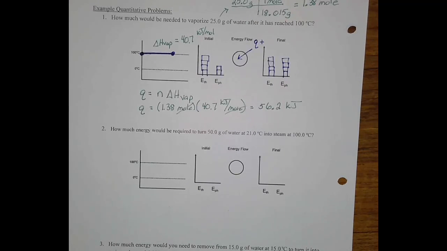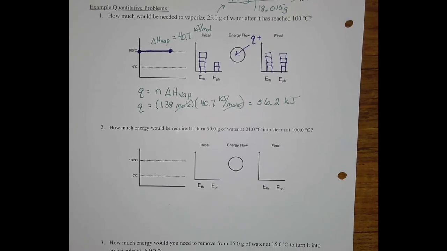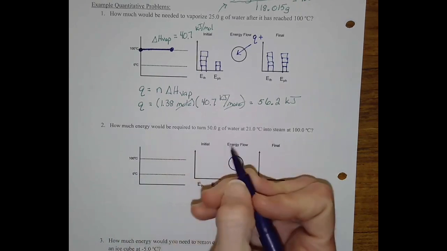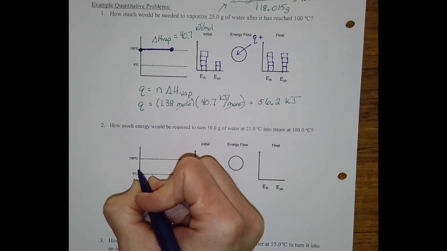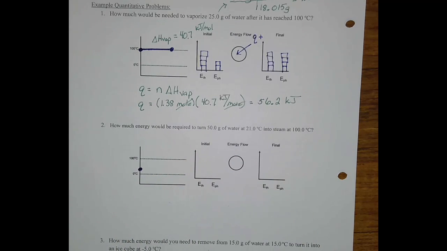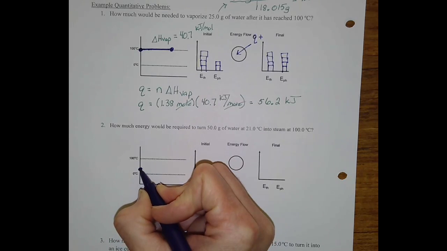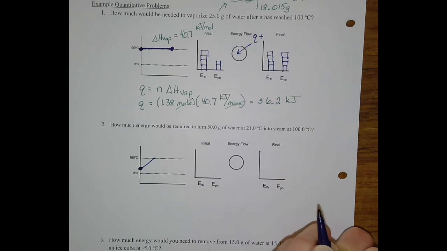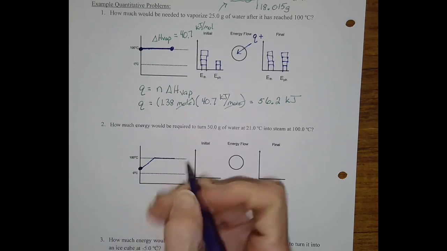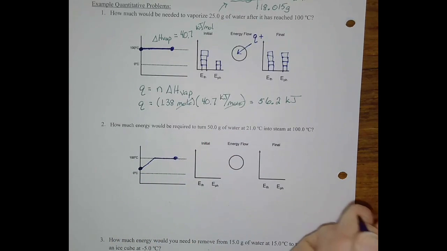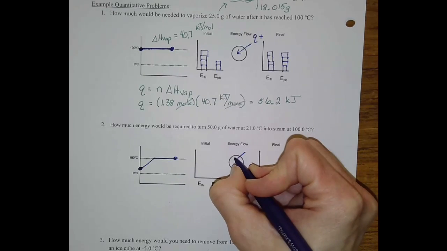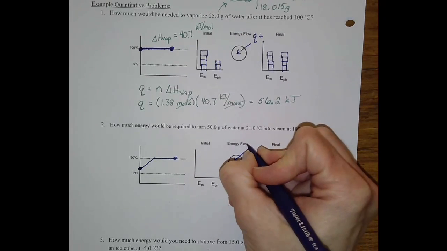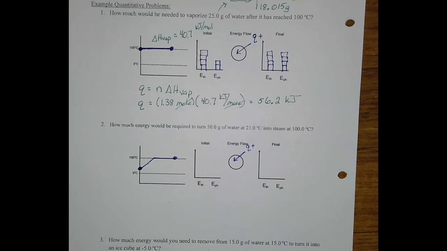Number 2, how much energy would be required to turn 50 grams of water at 21 degrees into steam at 100 degrees? So water at 21 degrees is going to be about right there on my chart. And I need to end up as steam at 100. So I have to heat up the water, and then I have to apply enough energy to completely vaporize it. In order to do that, energy's got to go in. My Q is going to have to come out as a positive number.